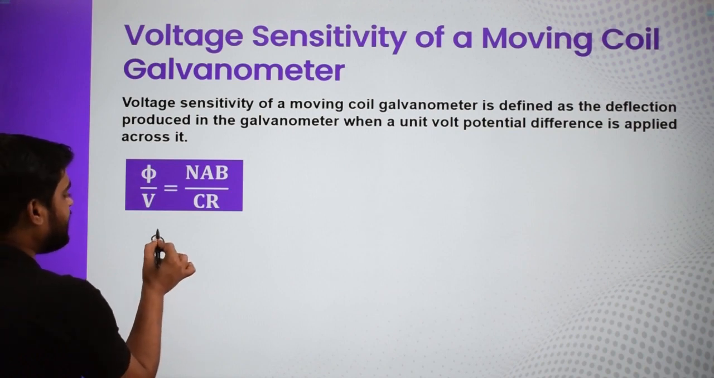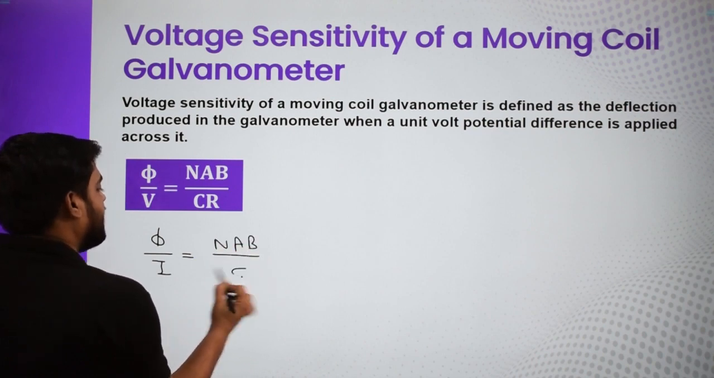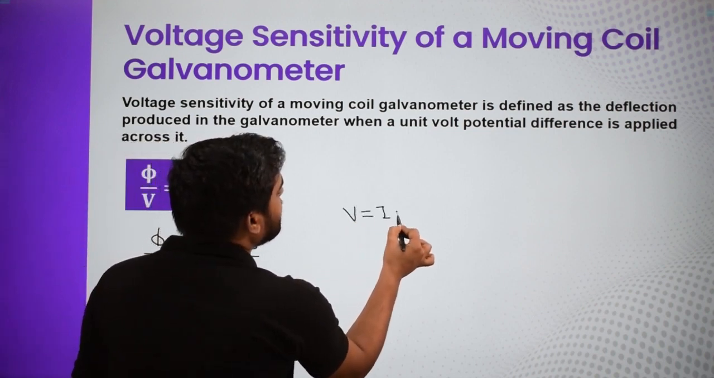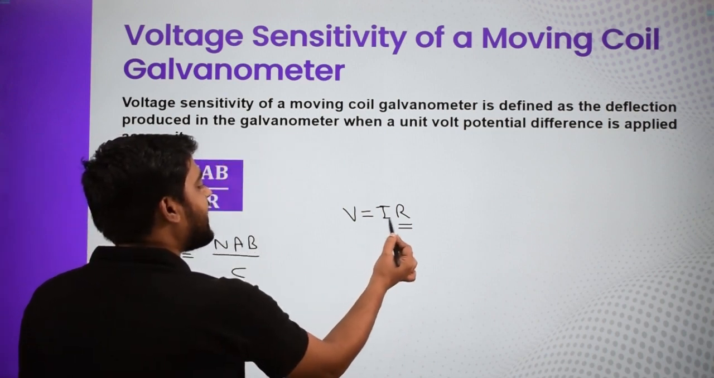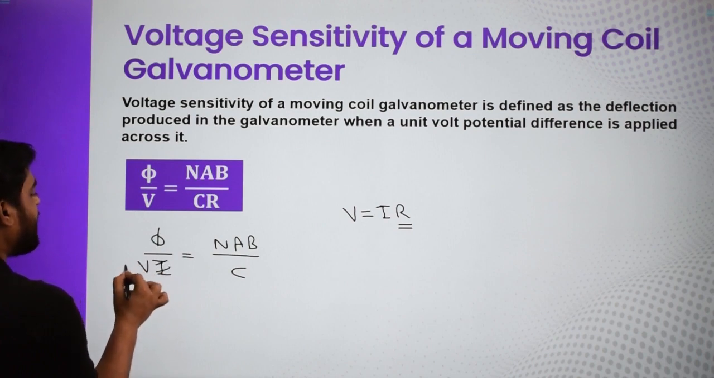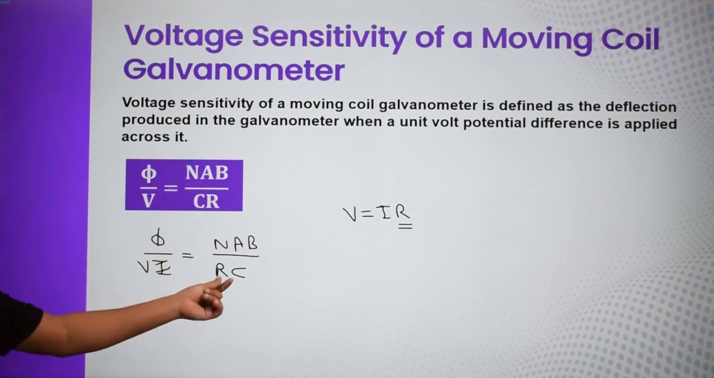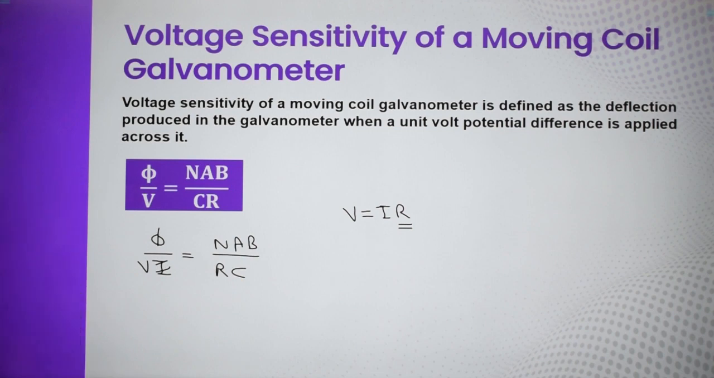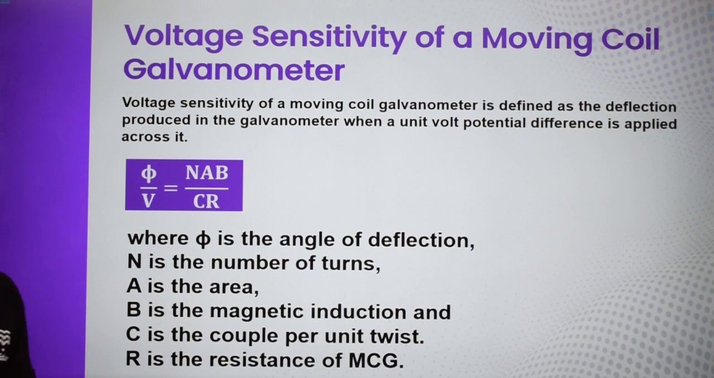What we are doing is, we have already discussed that this is NAB by C, right? And if V is the potential difference across the moving coil galvanometer, then we can write V is equal to IR. What about R? R is the resistance of the moving coil galvanometer. From here, I can say I is V by R. So I is nothing but V by R, and this R simply goes over here. So this phi by V is NAB by CR, right? So C is the torsional constant of the spiral spring. R is the resistance of the moving coil galvanometer, and the other parameters are the same as we have already discussed. They are mentioned over here.